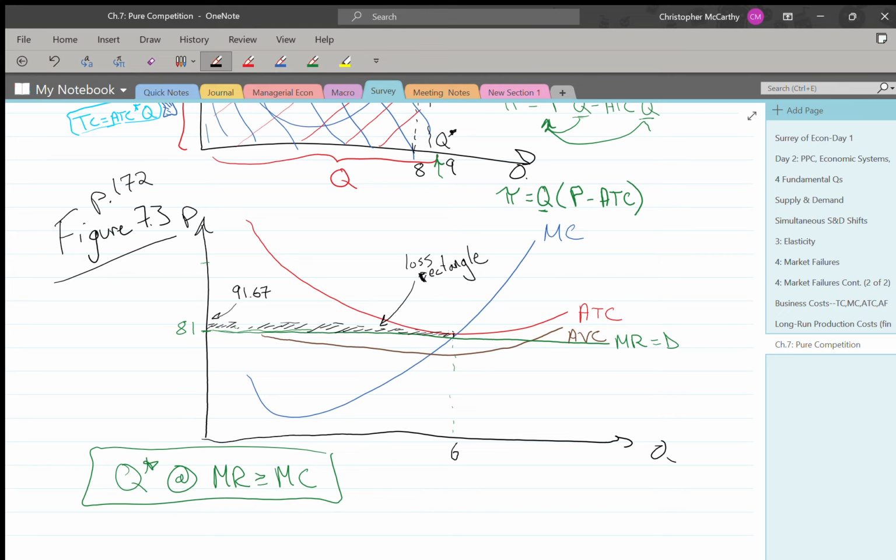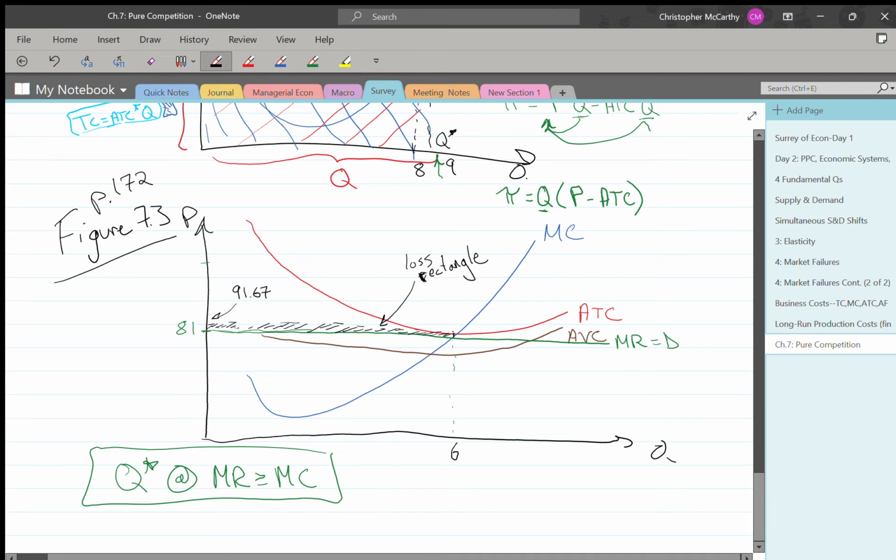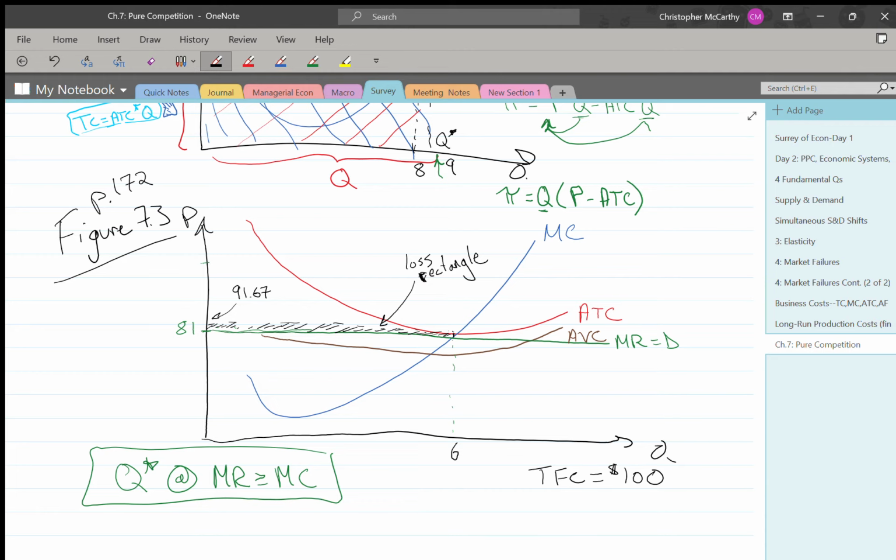So remember we had those 3 questions. Are we going to produce? If so, how much? What's our profit going to be? So at this point, if the price falls to 81, below where that average total cost curve is, we're still going to produce. Why? Well, we have $100 in fixed cost, right? My total fixed costs are equal to $100. So what does that mean? If I shut down today, I am still losing $100 every month or every week or whatever it is.